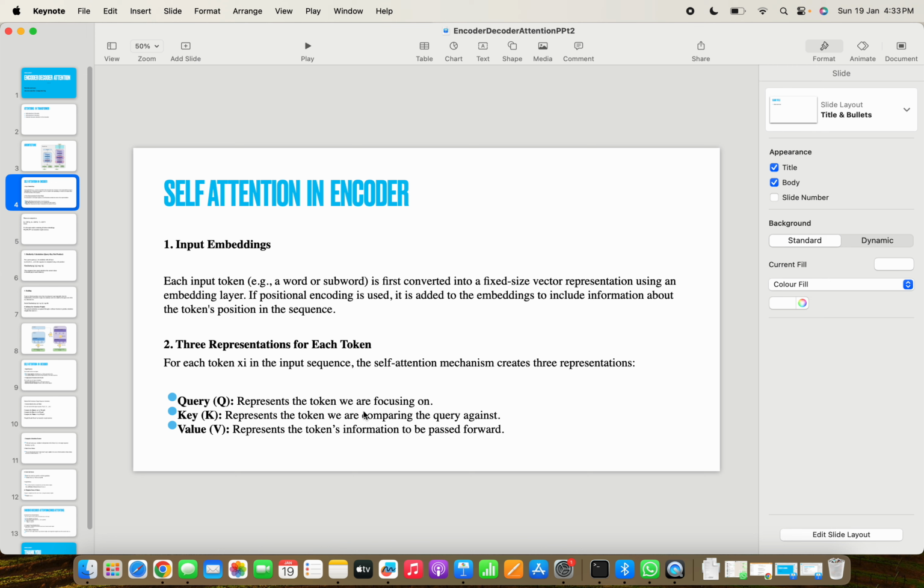Fine. Now the second part that comes into the picture is how we are representing each token. Each token is represented with three factors. Suppose there is a token xi, then there is a concept of query, a concept of key, and a concept of value. The query represents the token we are focusing on. The key represents the token we are comparing the query against, meaning the query is the self, the key is the one we are comparing with, and the value represents the information of the tokens to pass forward.